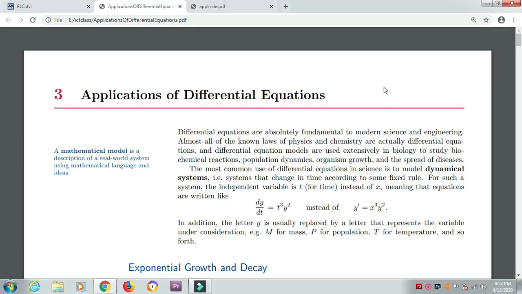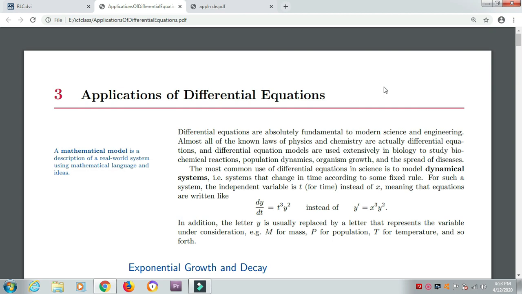Now we are going to see about the applications of a differential equation. We know that differential equation means the rate of change in the given system. This concept is mainly used in science, engineering and medical chemical reactions, population dynamics, organism growth and the spread of diseases. So, the differential equations are absolutely fundamental to modern science and engineering.